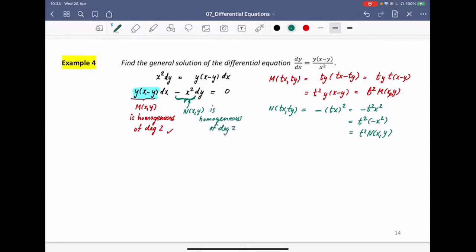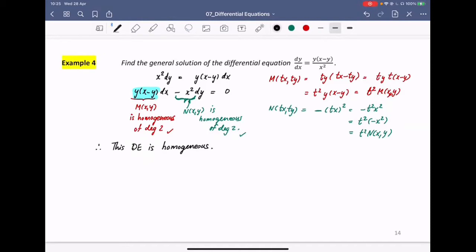All right, so you got it. You know that M and N are both homogeneous of degree 2. So we know immediately that this is a homogeneous differential equation. You can say this differential equation is homogeneous.